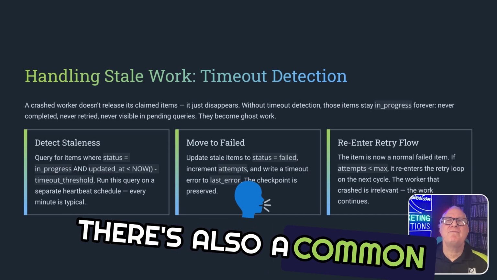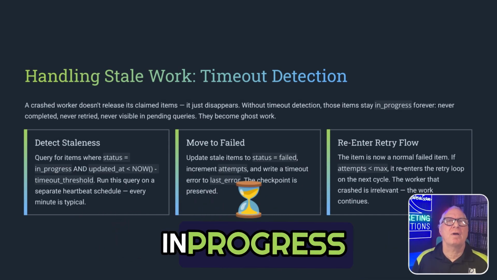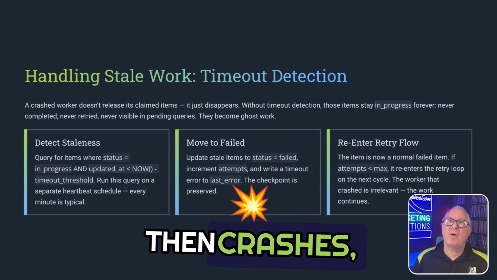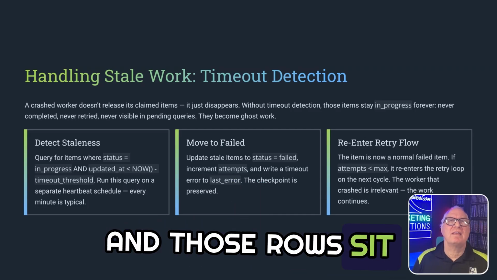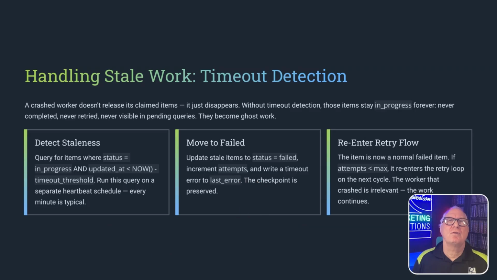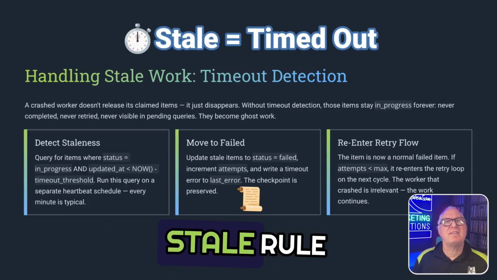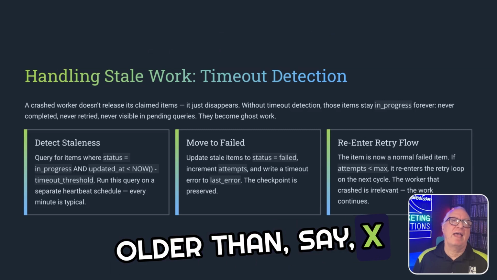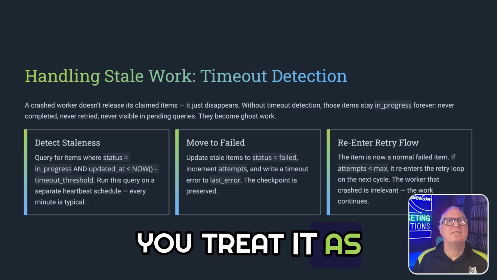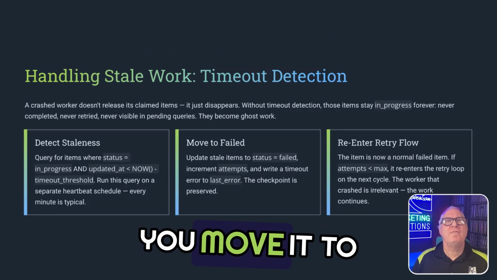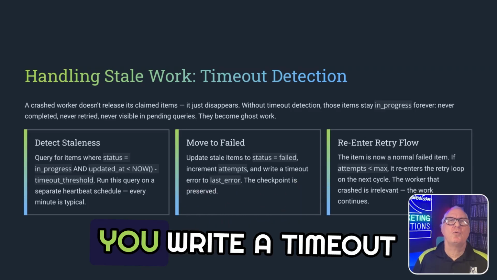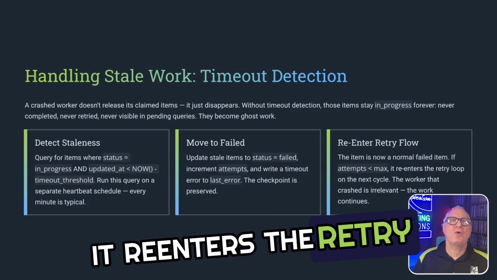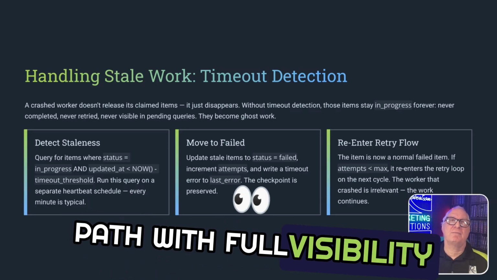There's also a common failure mode with in progress. A run claims items, then crashes, and those rows sit in progress forever. So you need a stale rule. If in progress is older than, say, X minutes, you treat it as timed out. You move it to failed. You write a timeout error. Now, it re-enters the retry path with full visibility.